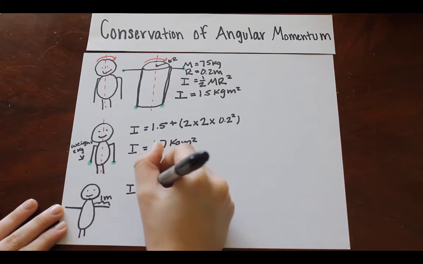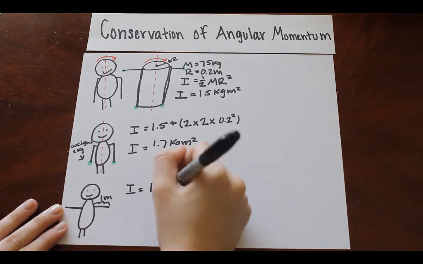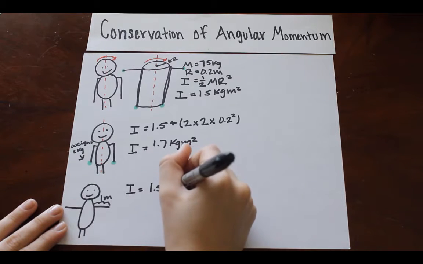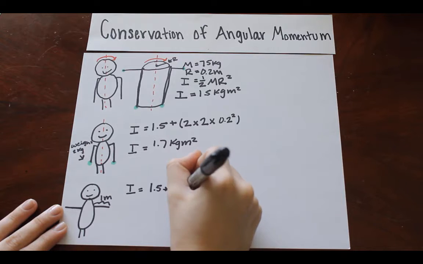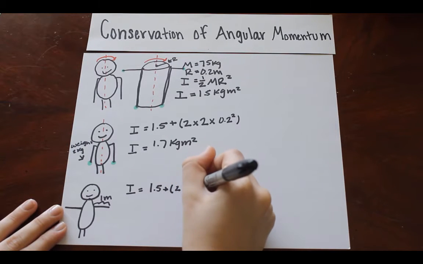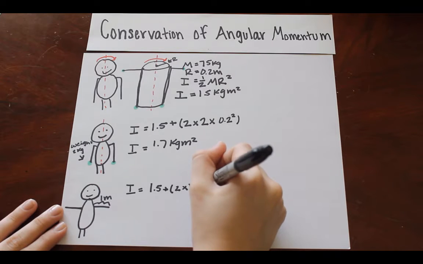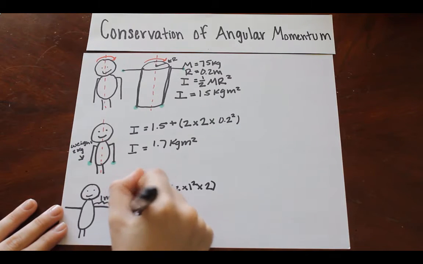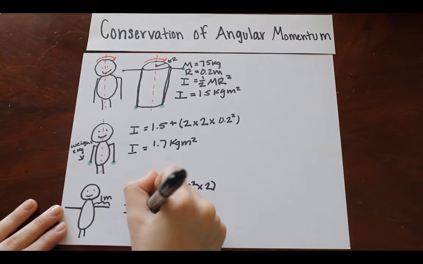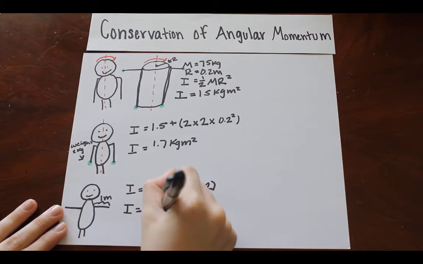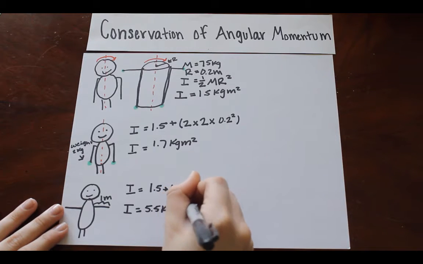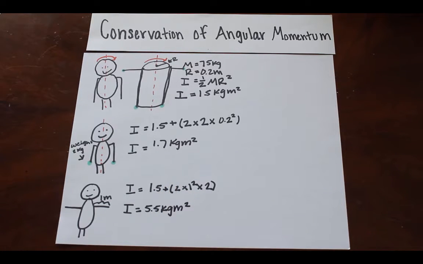So we're going to use the I equation of 1.5 plus 2 times 2 times 1 squared, which is 1. Because the first 2 is for the 2 weights times 1 squared times the radius, and then times 2 because the weights are 2 kilograms, and that gives us 5.5 kilograms meters squared, which is significantly larger than 1.7 kilograms meters squared with his arms down. So that means that radius drastically affects the inertia of each little person.